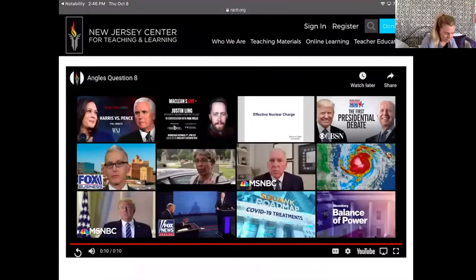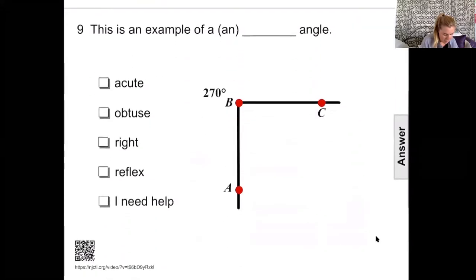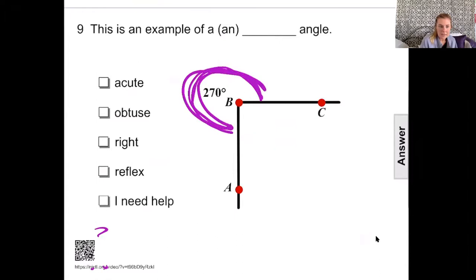So it's like basically completing the other half of the circle there. Question number 9, this is an example of a, well, you have 270 on the outside, and that is larger than 180, therefore we know that this is also a reflex angle. Okay, if you wanted to figure out what was left in here, you could take 360 minus 270, and that would give you what this angle on the inside is.